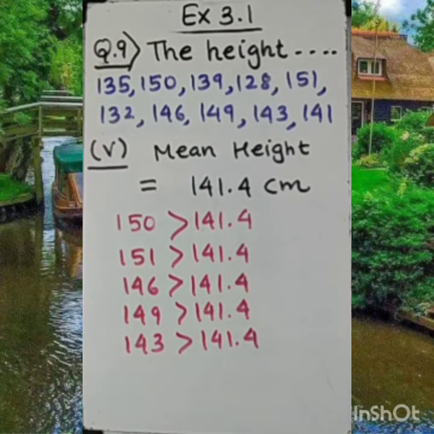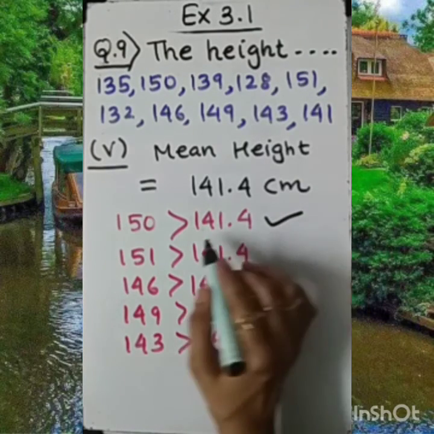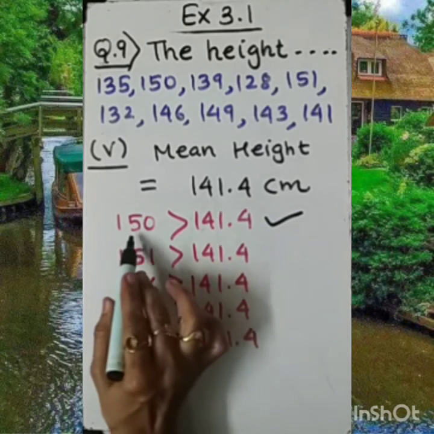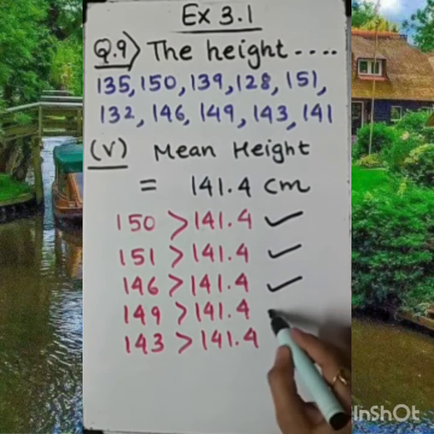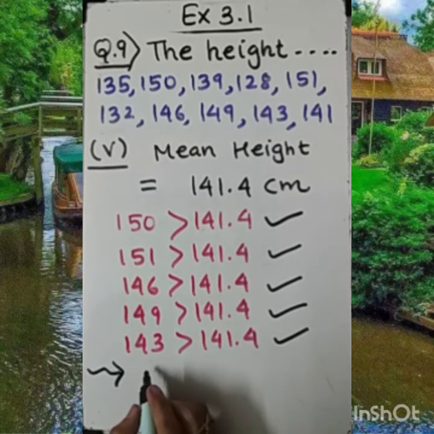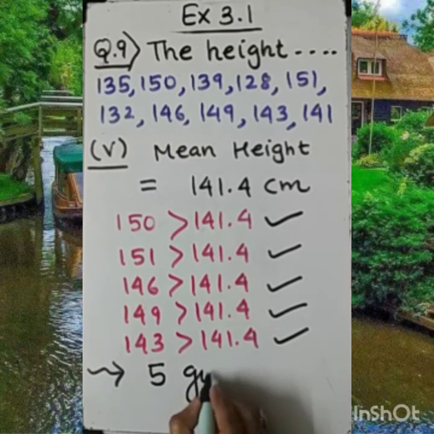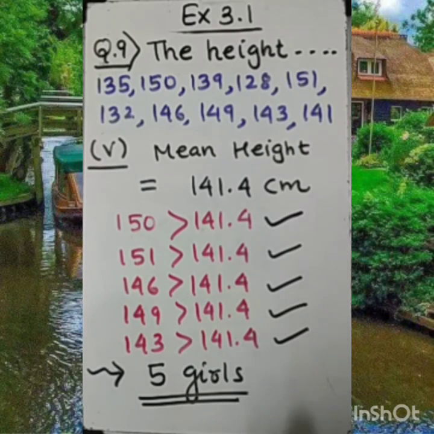So, dear student, you can see the total number of girls having more than 141.4 centimeter height are 1, 2, 3, 4, 5. According to the question, we are asked how many girls have more than the mean height. So we need to write 5 girls. Answer is 5 girls. They have the height more than the mean height. Got it? This is the complete solution of question number 9. I hope it's easy and understood by you nicely.